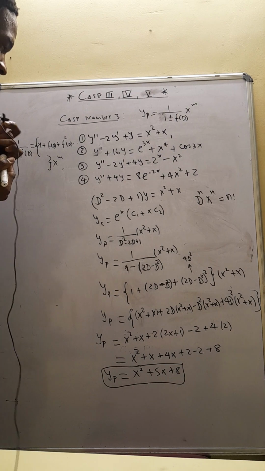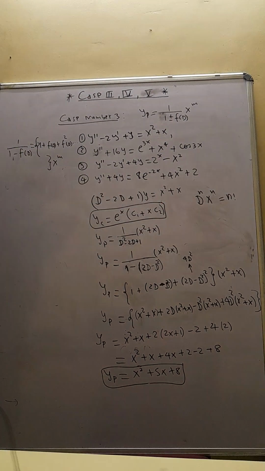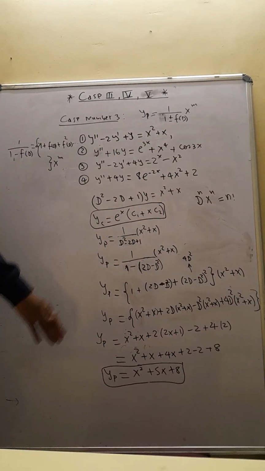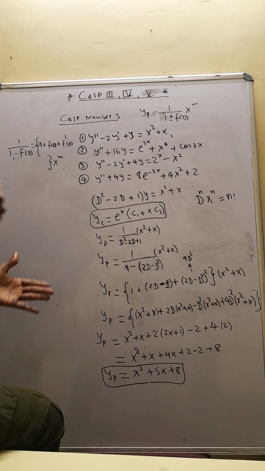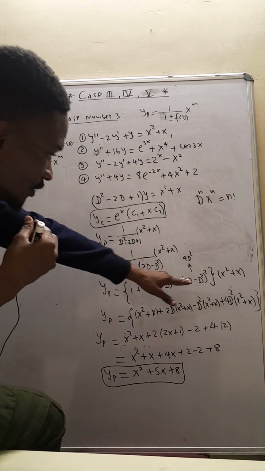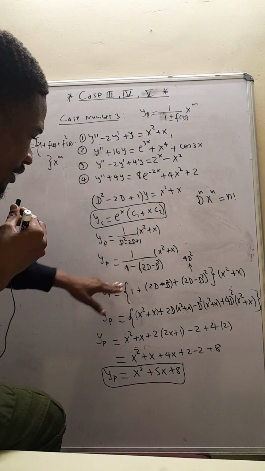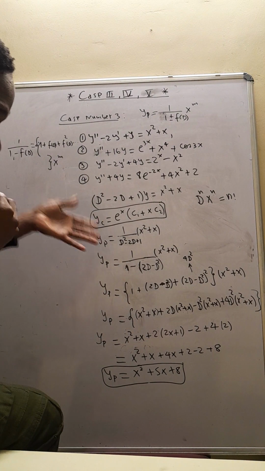This will be your yp, and this is your yc. If you put them together, then you can have the solution for this exercise. Here you have just to be careful to check the order of this one and this one. The rest is the same, and nothing will change.